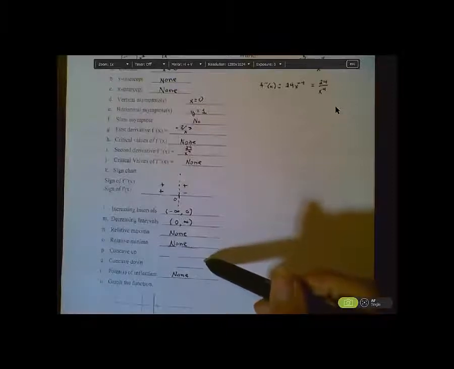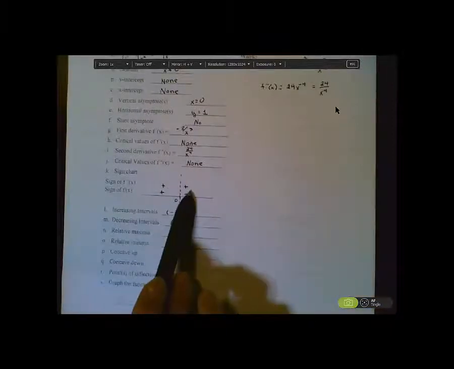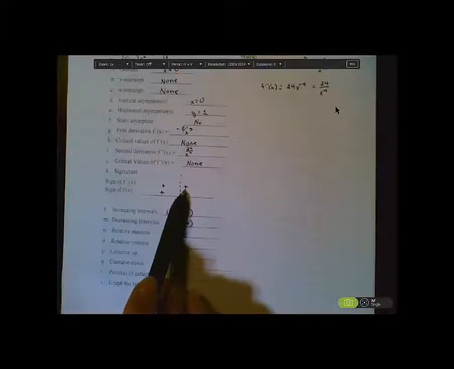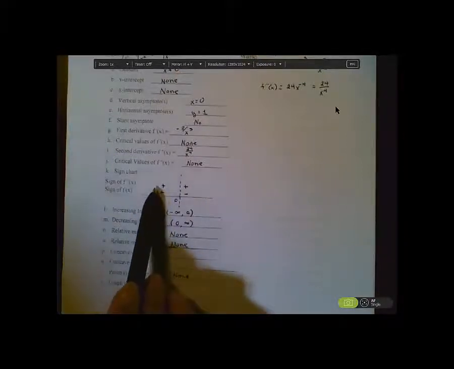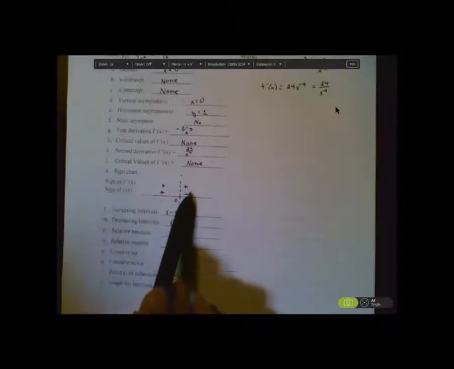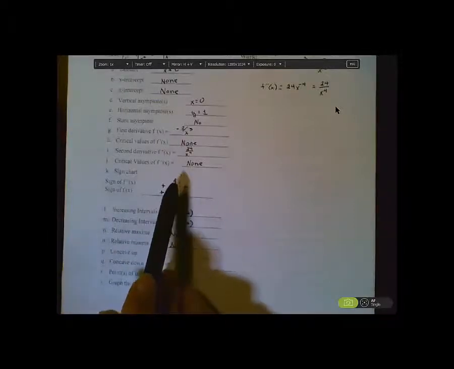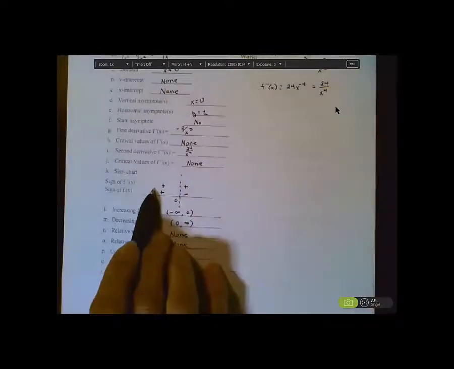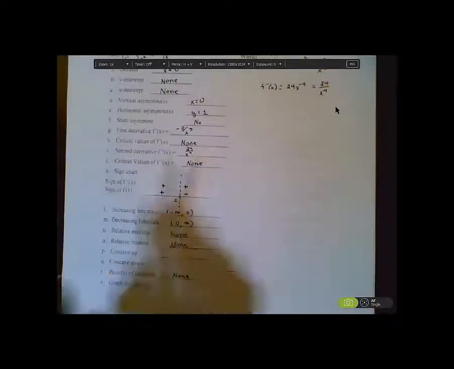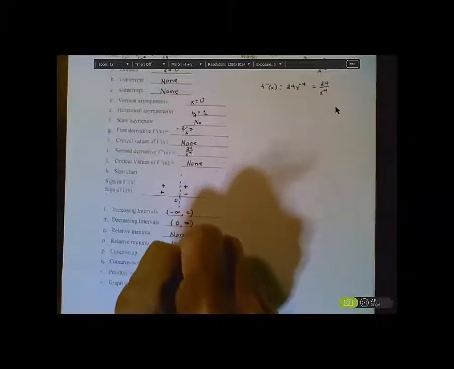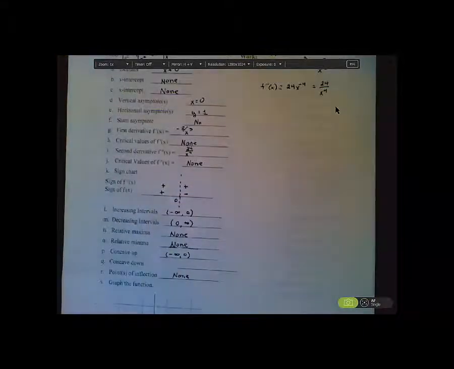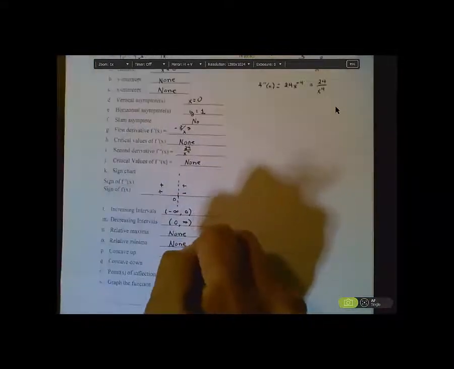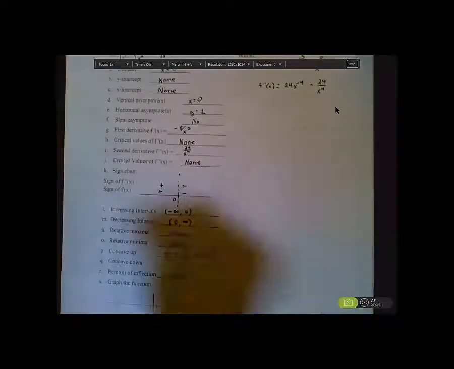What about concavity? For concavity, you look at the sign of the second derivative. It would be tempting to say the second derivative is positive everywhere, but remember the second derivative doesn't exist at 0. So I'm going to have to write where the function's concave up as 2 intervals. I can't just say negative infinity to infinity because that would include 0. I'm going to have to say negative infinity up to 0, but not including 0, and then 0 to infinity.